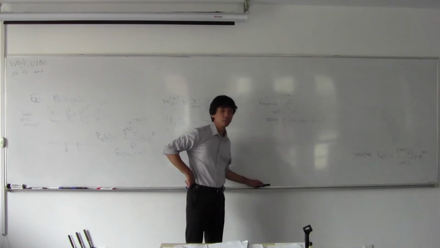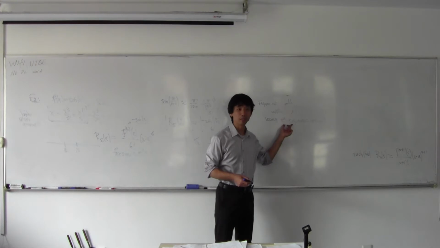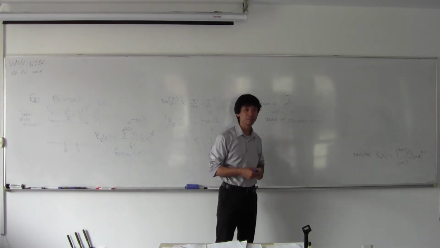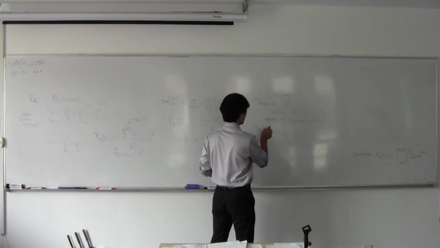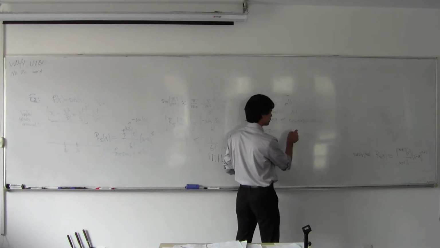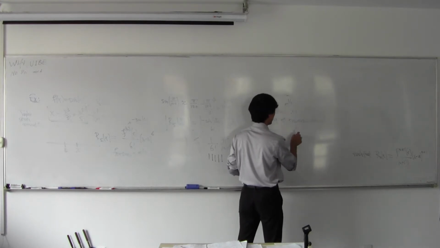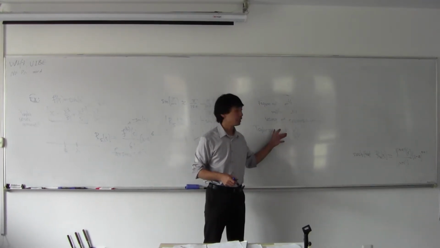Okay, let's try it. So first off, what's the expansion around 0 for e to the x? Who can tell me that? First off, the Taylor series expansion is what? The sum from n equals 0 to infinity of x to the n over n factorial, right? Okay, so that's your Taylor expansion.